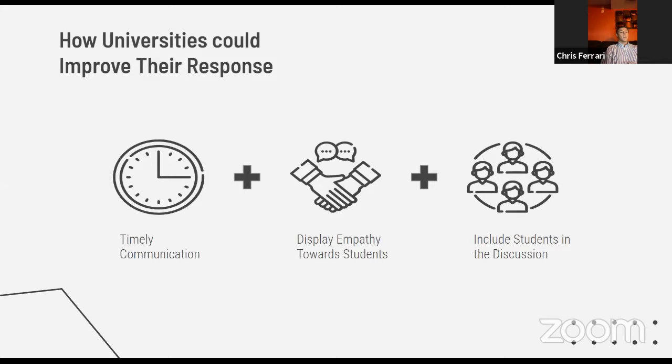The second one we came up with was to display more empathy towards students. Most students that we spoke with felt that administration offered little empathy towards their decision to completely change how the rest of the school year would play out. And that was one of the things that a lot of students were very upset by. And then the final one was to include students more in the discussion. Many students felt that they had no part in the decision that was made. And this one is pretty much the main reason why we chose to do this project, to give students a voice and a platform to have their voice heard.